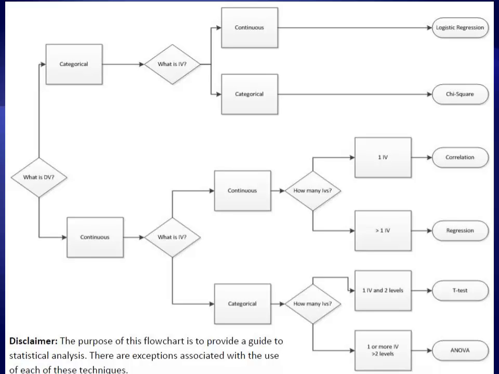Note that this should be used as a general guide to statistical analysis, and that there are exceptions associated with the use of these techniques. For example, there are times in which categorical data can be analyzed with special types of correlations. Exceptions aside, this flowchart represents a good starting place in selecting statistical tests. To illustrate how to use the flowchart, let's run through an example together.